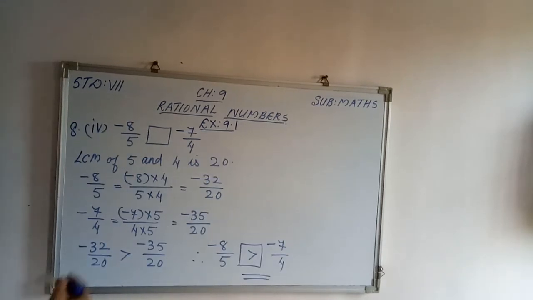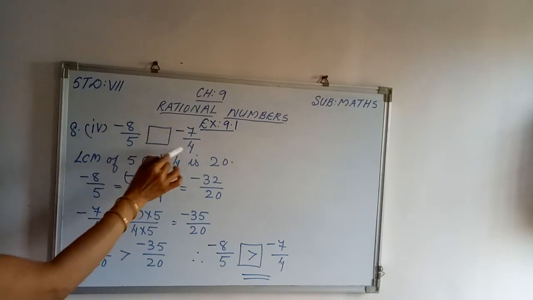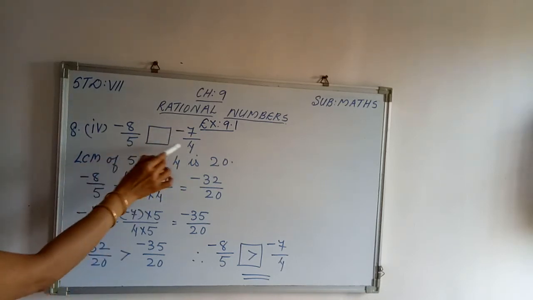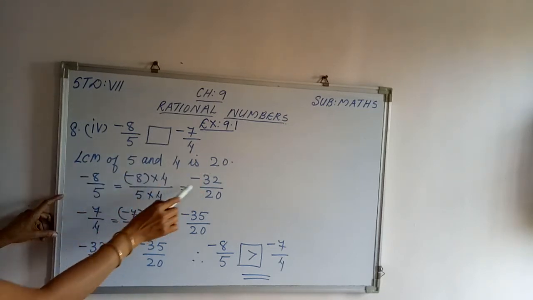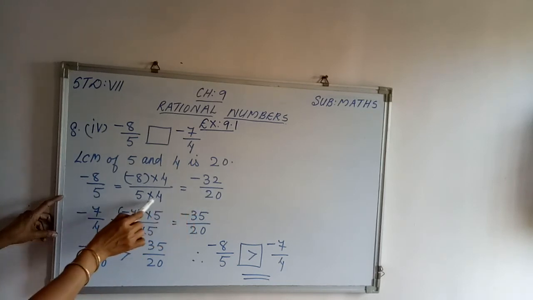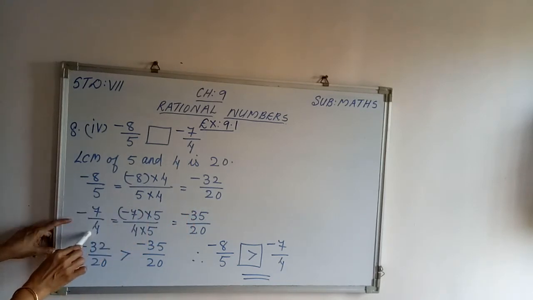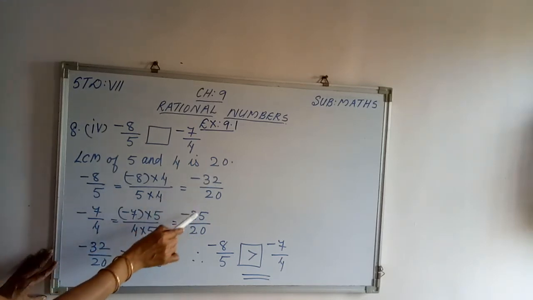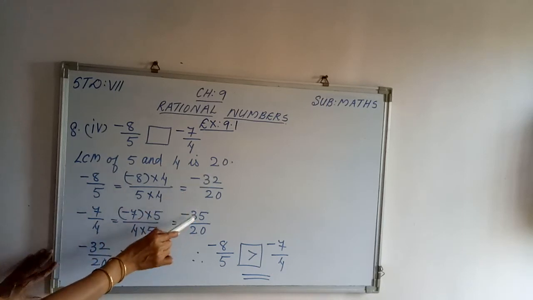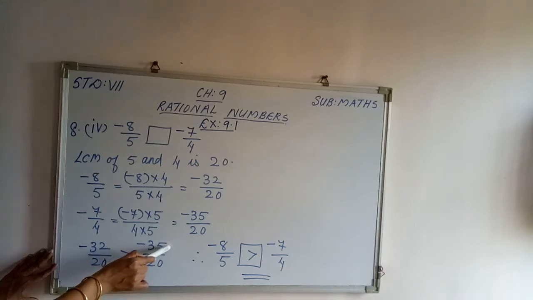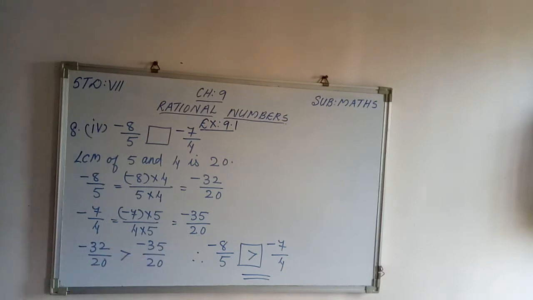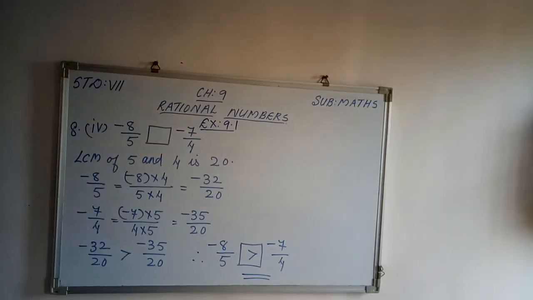Listen to the fourth one. Minus 8 upon 5 and minus 7 upon 4. So LCM of 5 and 4 is 20. So we can write minus 8 upon 5 as minus 32 upon 20 by multiplying with 4. And minus 7 upon 4 is minus 35 upon 20. Now compare minus 32 and minus 35. Minus 32 is greater than minus 35. That means minus 32 upon 20 is greater than minus 35 upon 20. Therefore, minus 8 upon 5 is greater than minus 7 upon 4.